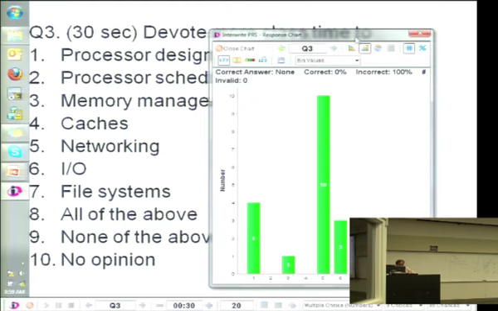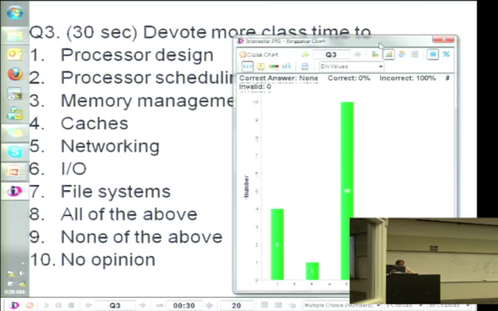Okay, so the question was devote more class time. This is obviously expected because you like networking the most, and you want to devote more time to networking. Okay, that's a good point.